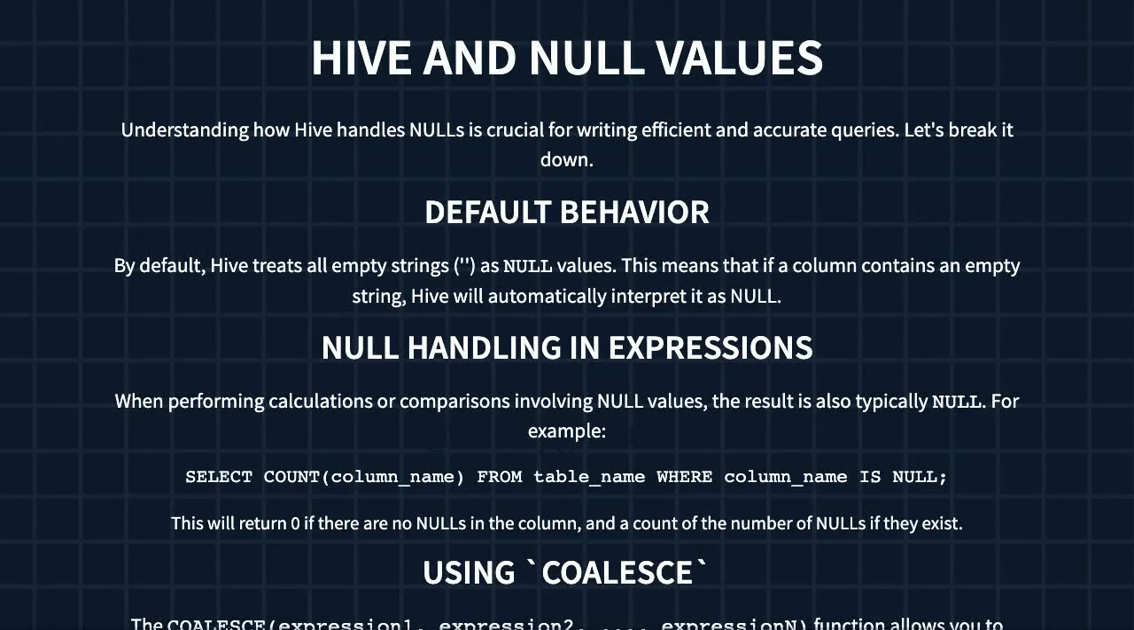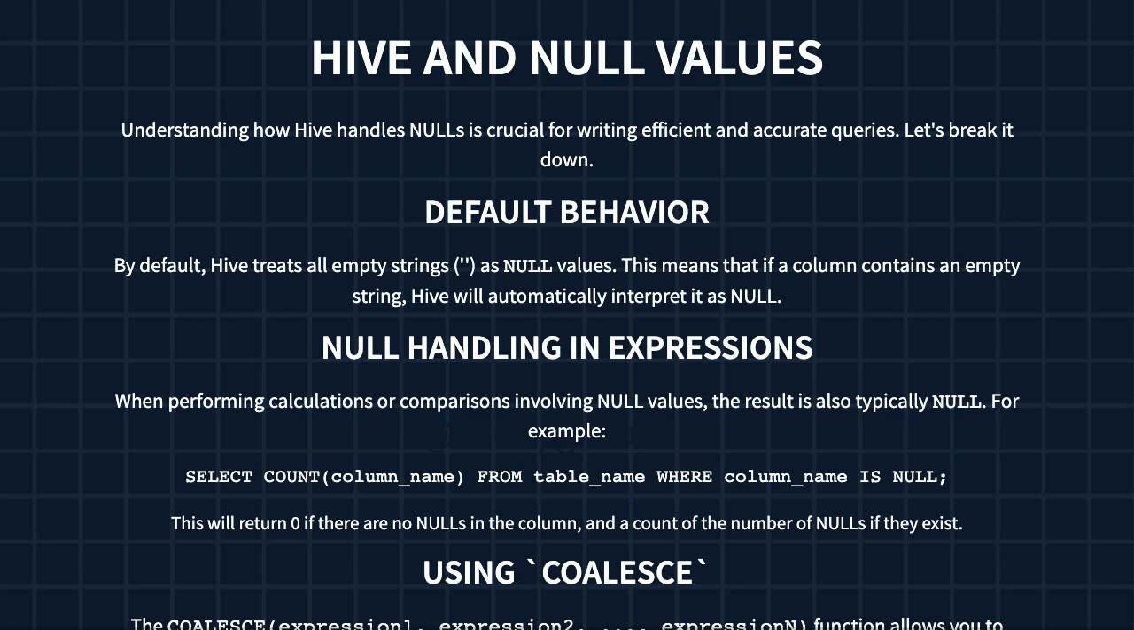Okay, let's talk about how Hive deals with null values. By default, an empty string in a column is treated as null. When you're doing calculations or comparisons, if either side of the equation is null, the whole result will often be null too. To avoid this, you can use functions like coalesce and ifnull.